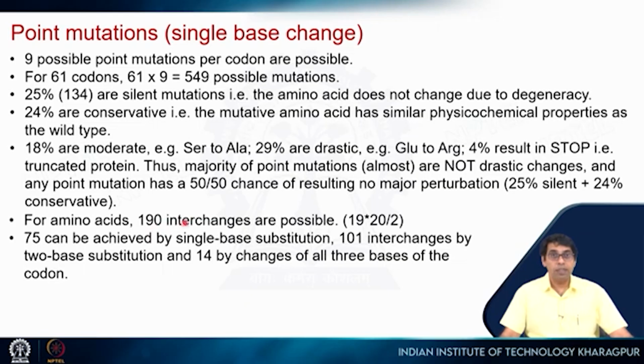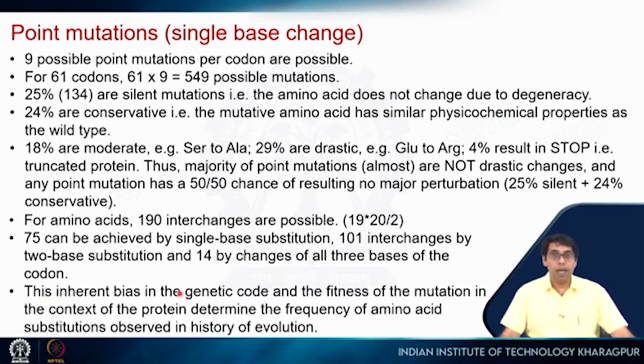75 of these interchanges can be achieved by a single substitution. So these 75 interchanges will be seen more often, because a single base substitution is more likely to happen. Okay. 101 changes need a 2 base substitution. So this will be less likely, and 14 changes where you need to mutate all 3 bases of the codon. So this is the least likely interchange that you will see.